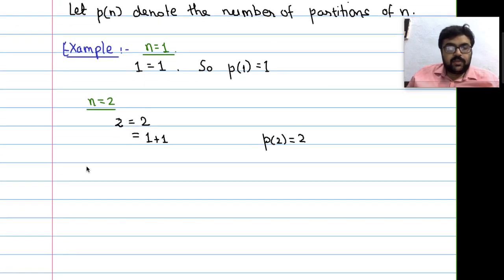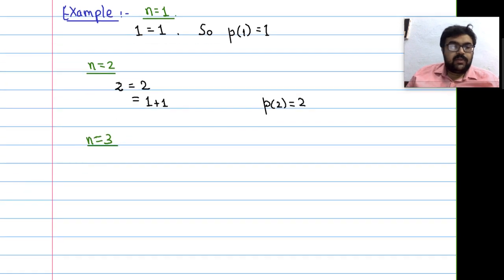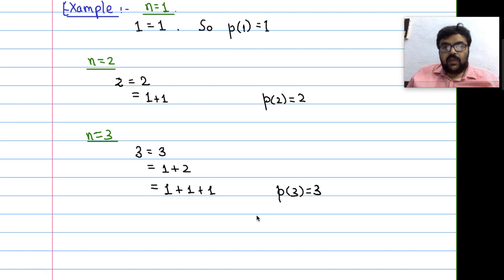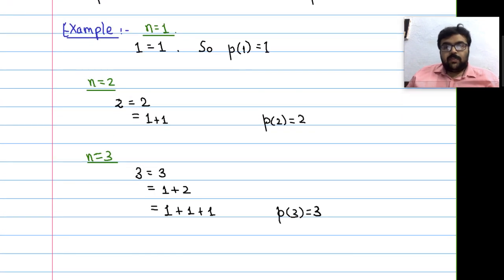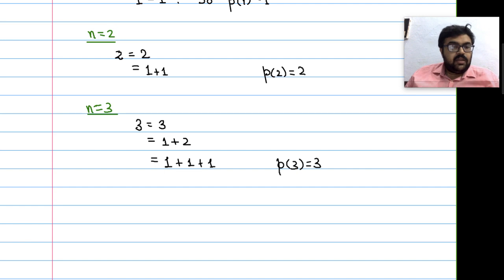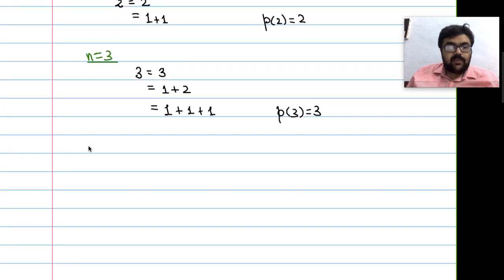Similarly, let us say n equals 3. In how many ways can we write 3? 3 can be written as 3, then 1 plus 2, and then 1 plus 1 plus 1. So p of 3 equals 3. So the number of partitions of 1 is 1, the number of partitions of 2 is 2, and the number of partitions of 3 is 3. Then what is the guess for the number of partitions of 4?